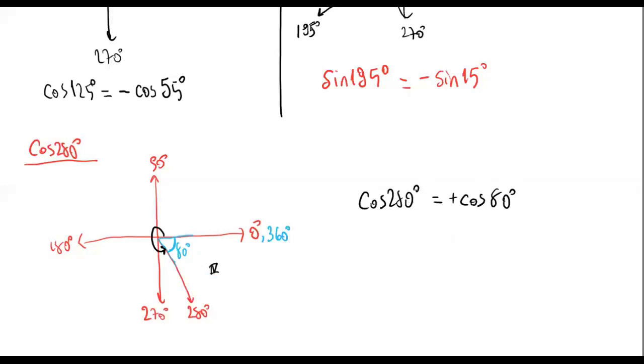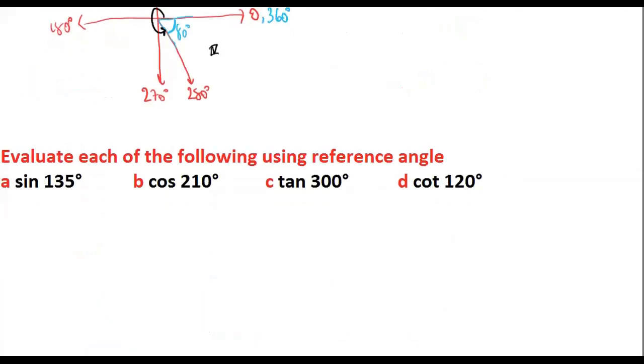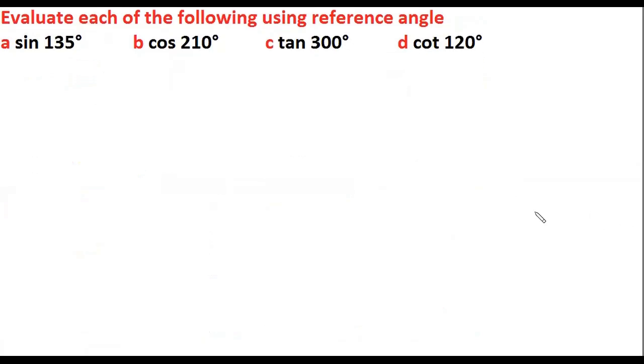Please stop me if you have a question. We have just 8 minutes. That's why I'm going to solve one of the questions. So I'm going to solve tangent of 300, and you are going to solve sine of 135, cosine of 210, and cotangent of 120 on your own. This is your homework.